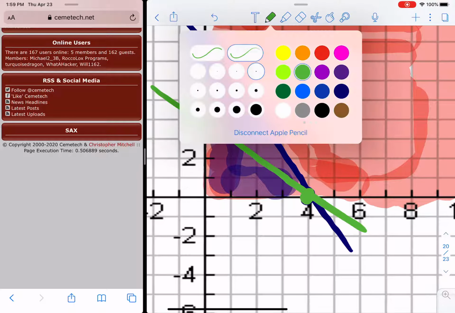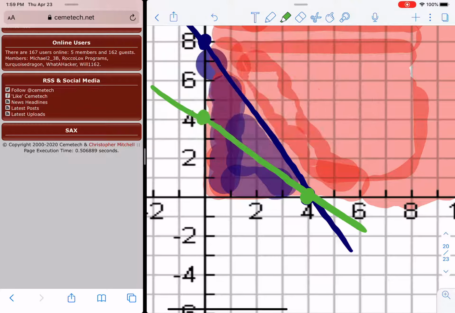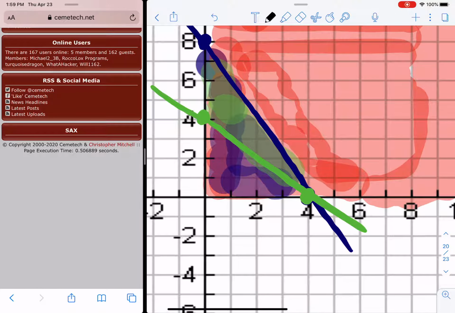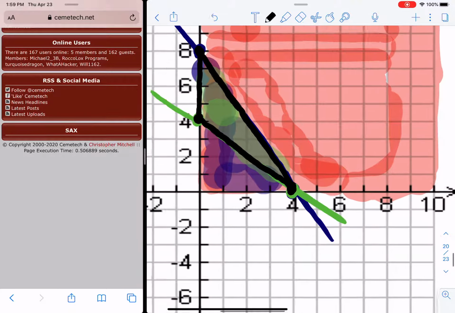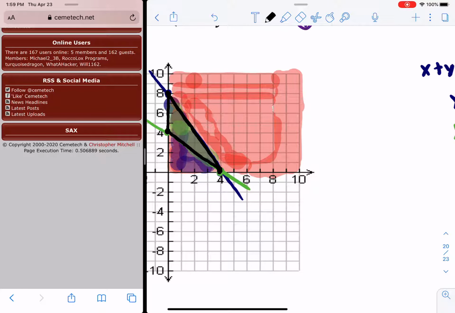So I would have that, and since it's greater than or equal to, it would be everything above. When I combine all of them together, I would see that the feasible region is that part. And those would be the corner points. So we have 3 corner points, and that is the feasible region.